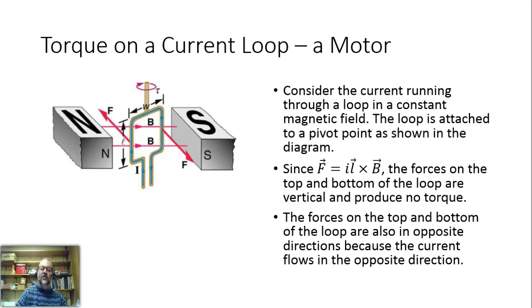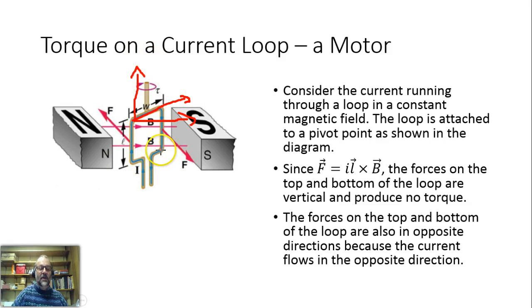Now let's consider a current running through a loop in a constant magnetic field. The loop is attached to a pivot point as shown here. So on the top of the loop and on the bottom of the loop, the current here and the angle between the B field means that the force, with the current in this direction and the B field in that direction, is vertical, because I cross B gives us a vertical force.